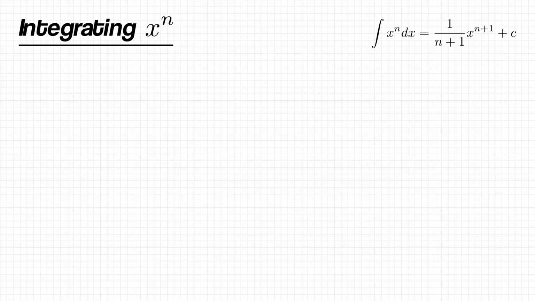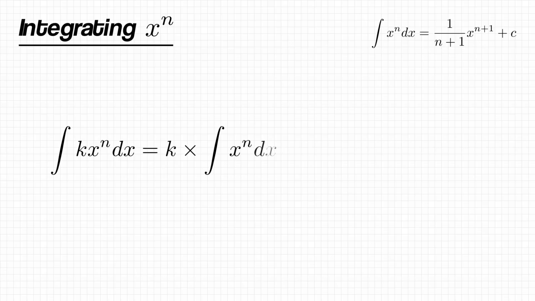First, let's look at integrating x to the n multiplied by a constant. The process of integration, similar to differentiation, isn't really affected by multiplying constants, so we can pull them out of the integral. Now we can just apply our formula from before to get the final result.